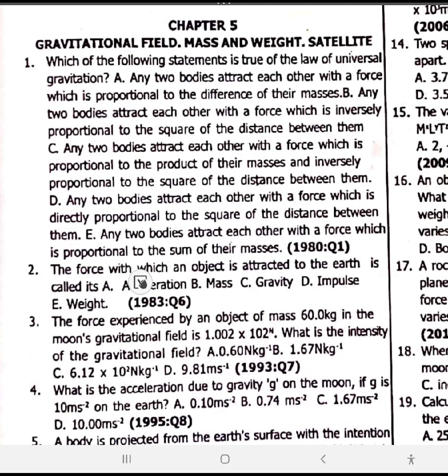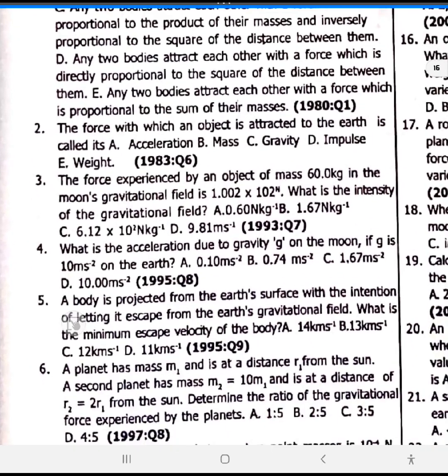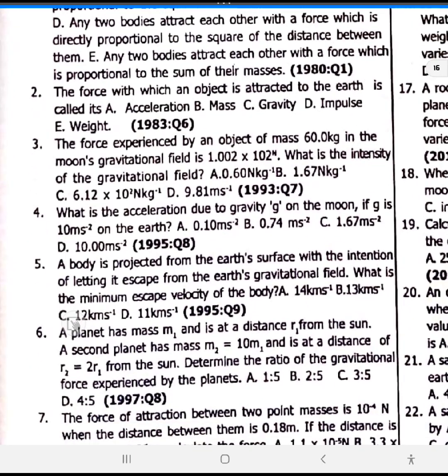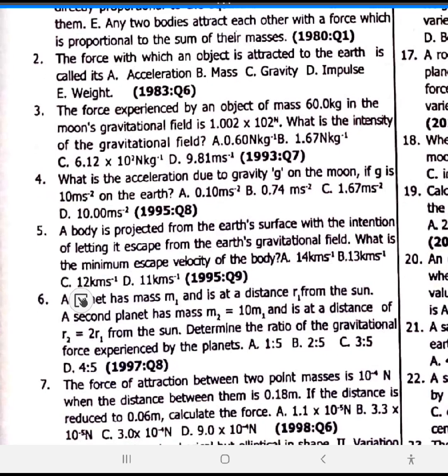Number 2. The force with which an object is attracted to the earth is called, this one is strictly weight, option E, not centripetal force. Some students will be like, sir, isn't it centripetal force? No, it is weight. That's the definition of weight actually. Weight is the force at which the earth draws or attracts objects to its center. That's how you define weight.